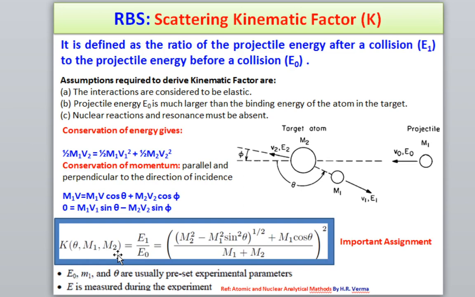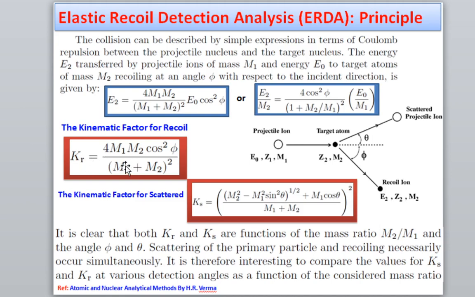So I have given this as an assignment. This is a very important assignment. Similarly, if you do the similar calculation for the recoil, this situation is similar to the case of ERD also. If you do the same calculation, you can find Kr. I have written here for the sake of completeness the Ks, that is for the scattered particle, which will be m2 square minus m1, the same formula that comes for the scattered kinematic factor. If you add both, Kr plus Ks should be 1, obviously, if your calculation is correct.